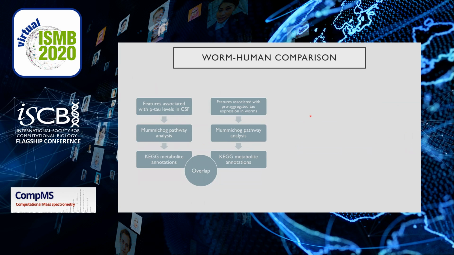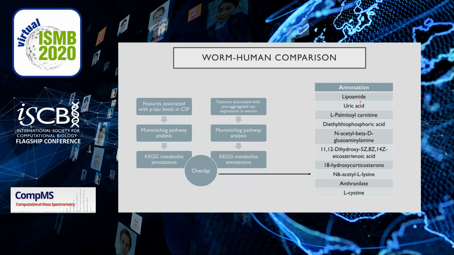What we did next is a little different and still work in progress. We used the features that were of significance from the human analysis as well as from the worm analysis, and we tried to determine which annotations were overlapping. We found about 10 of them to be overlapping, and we're still following up on them, but a lot of them have been implicated to be associated with neurodegenerative diseases in the past, including cysteine as well as lysine.